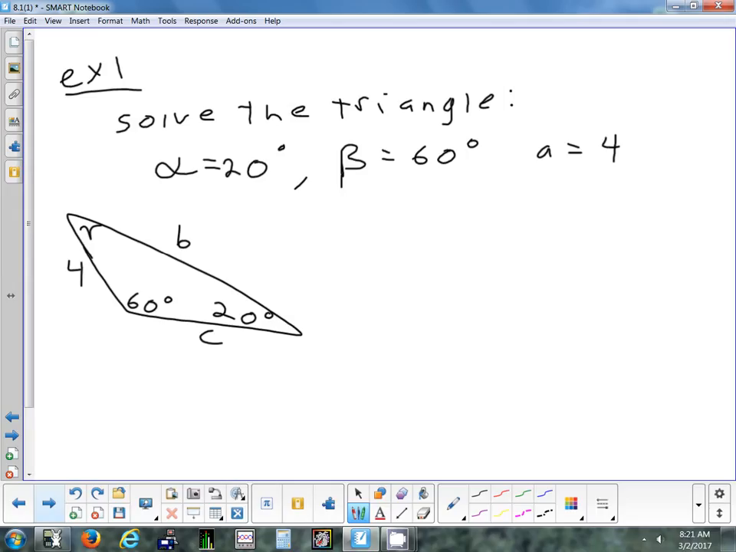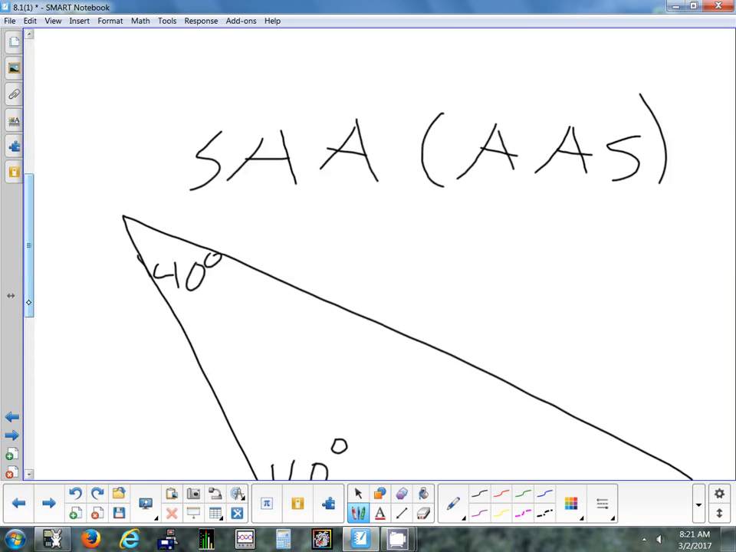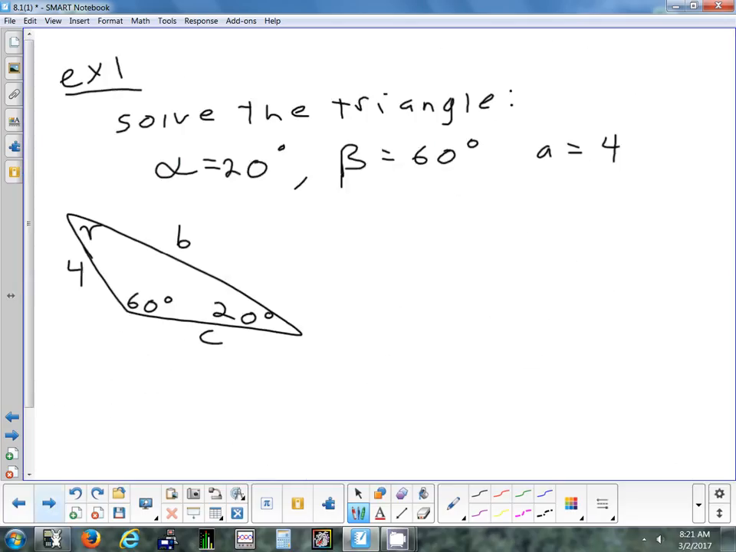Okay. What kind of triangle is this? Yeah, it's the side angle, which is side angle, angle. It's one of the three types that we should use law of sines on. Okay, so now we know. Let's use law of sines.